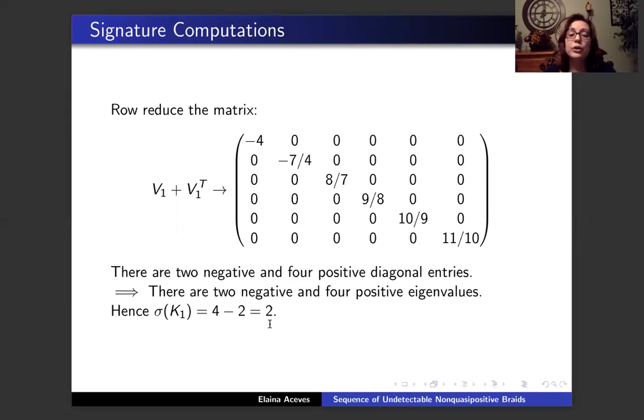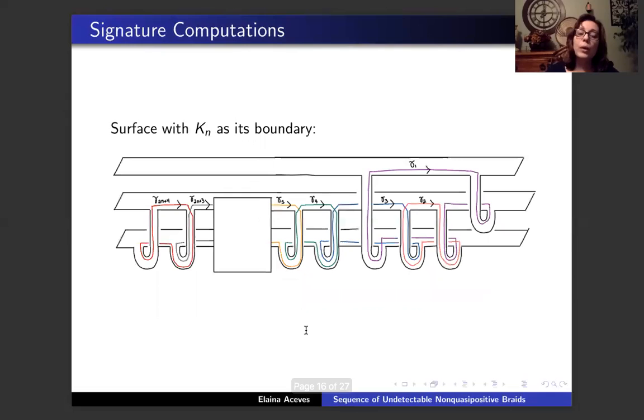Now recall we wanted to show the signature as 2 times n. We have n equals 1 here, so this does satisfy the base case. In general, we would use this surface, which has Kn as its boundary. Notice I'm just introducing more bands between the 2 disks and more of the oriented curves, gammas, to find a surface with Kn as its boundary.